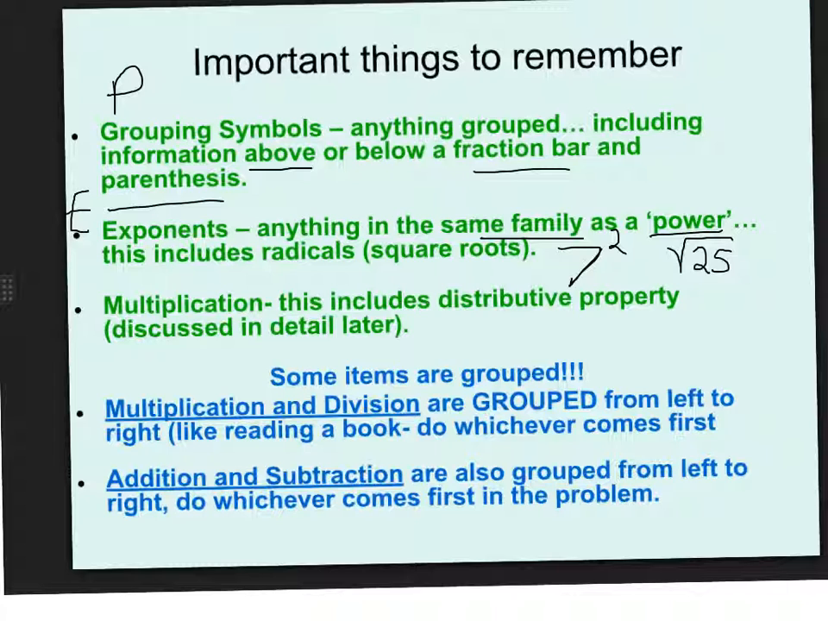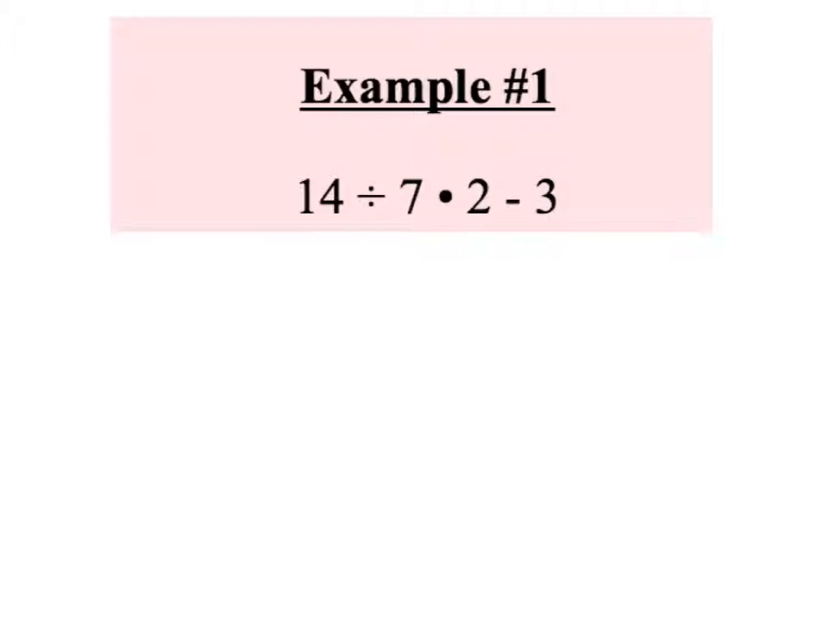The next group would be multiplication, and that includes distributive property, which we will talk about later. And what that means is distributive properties. If you have a number outside of some parentheses, okay, that is multiplication. All right, so you multiply and divide from left to right, you add and subtract from left to right. Let's move on to practice problems.